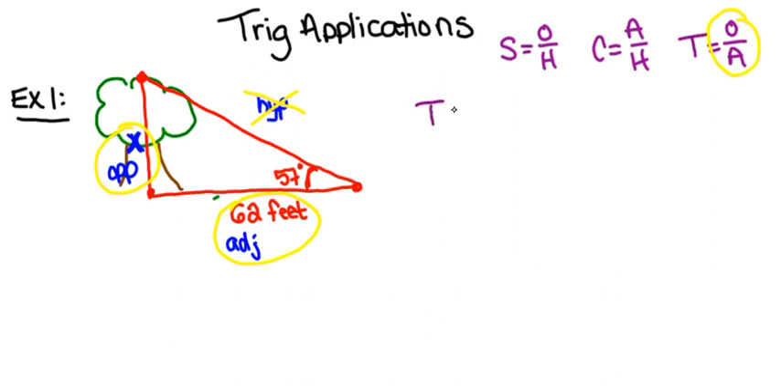So tangent is equal to opposite over adjacent. Tangent of 57 degrees is equal to opposite, which is x, over adjacent, which is 62. And at this point, I'm going to pause because I need to go get my calculator out. If you don't have your calculator handy, why don't you hit pause also so that you can go dig out your calculator, and then we'll come back and we'll do this.